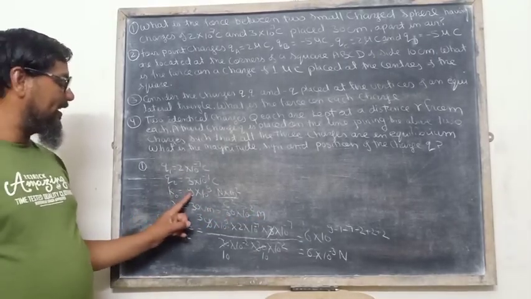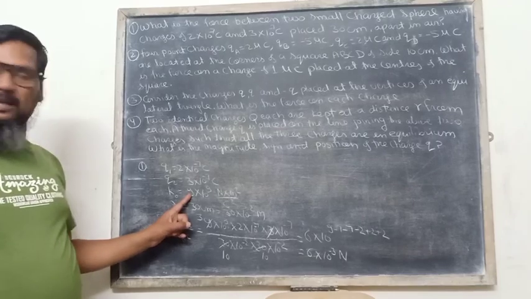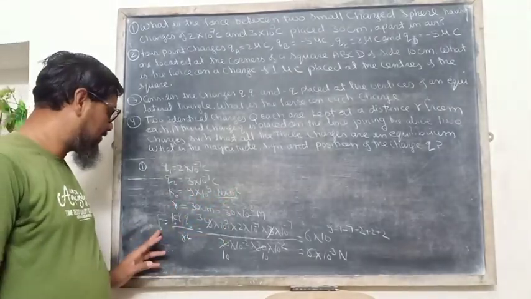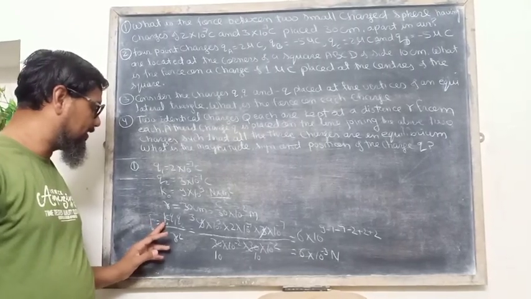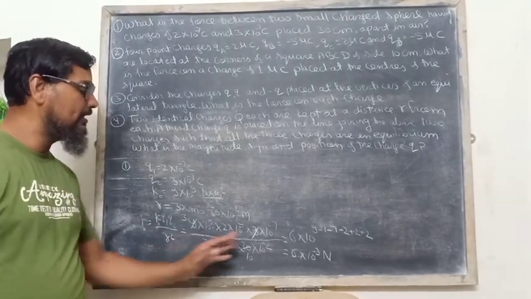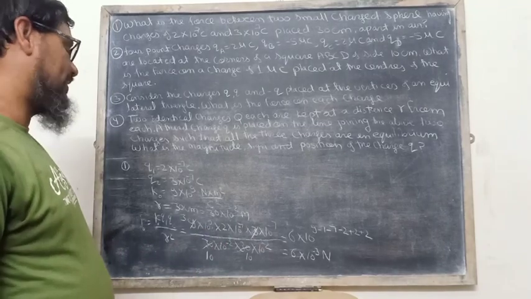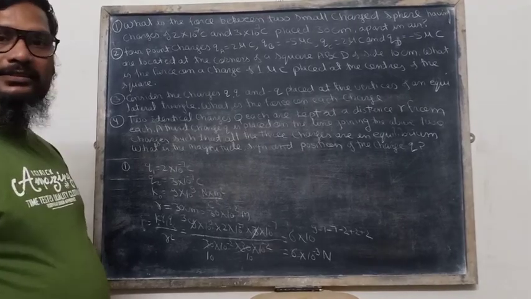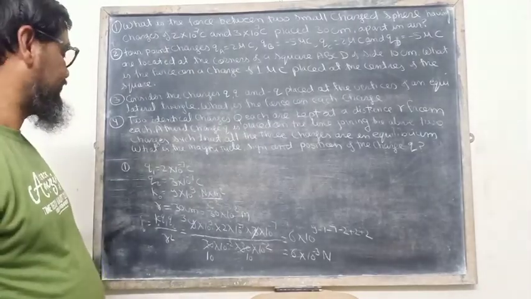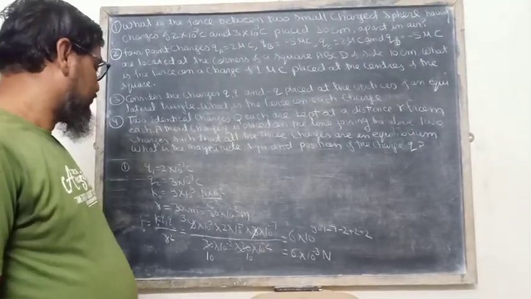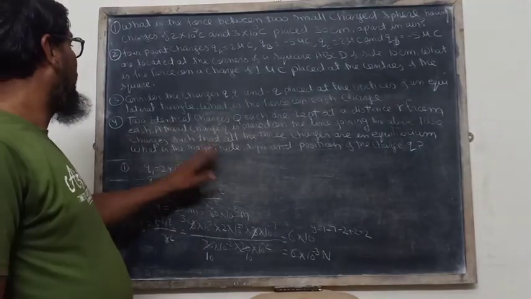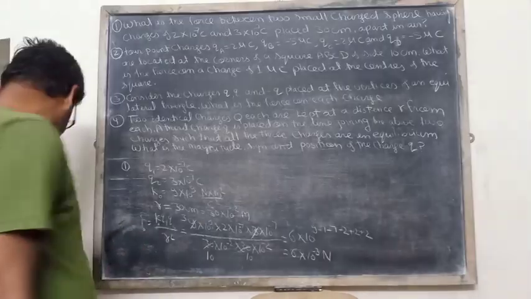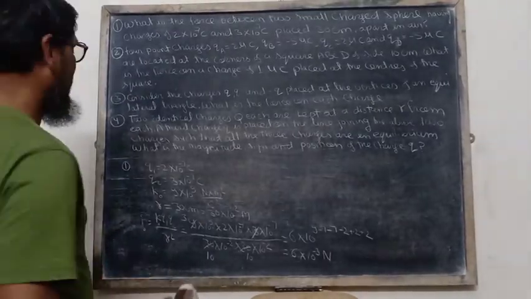The value of K for air and vacuum, we consider the same values, 9 into 10 raised to the power 9 Newton meter square upon coulomb square. So F is equal to K Q1 Q2 upon R square. And on solving this, we can calculate the value as 6 into 10 raised to the power minus 3 Newton. This is the solution. Now we go to question number 2.